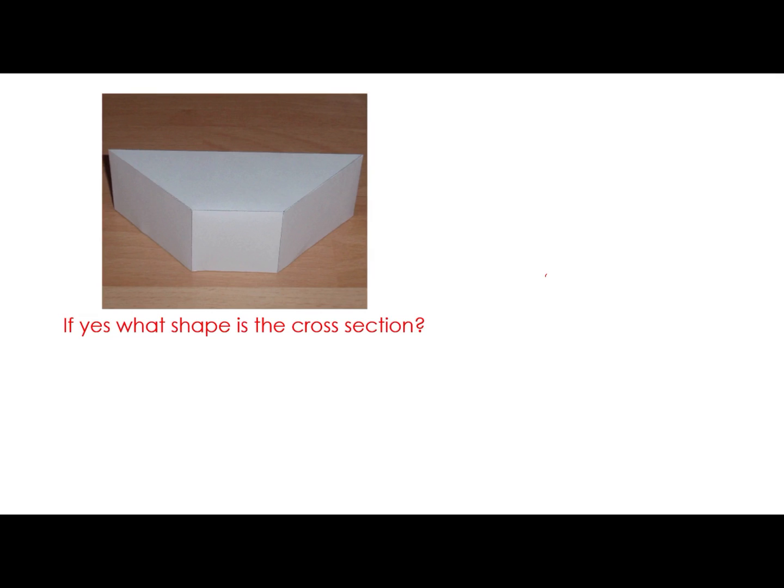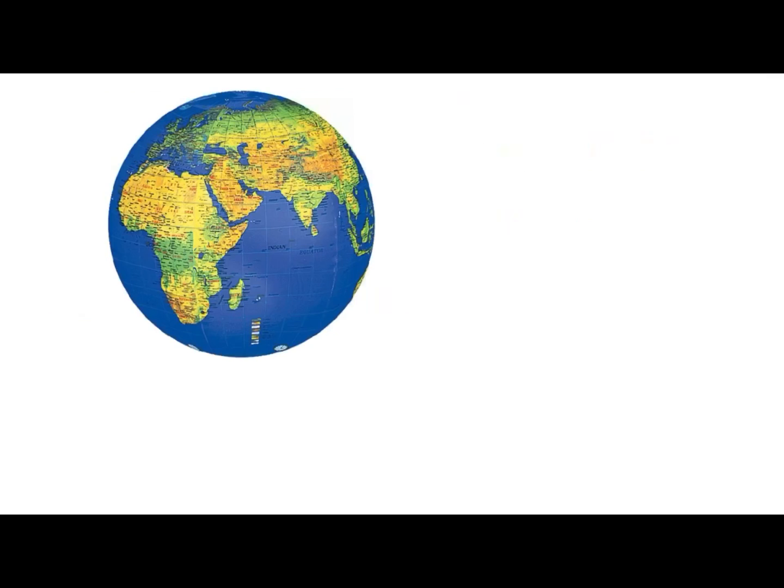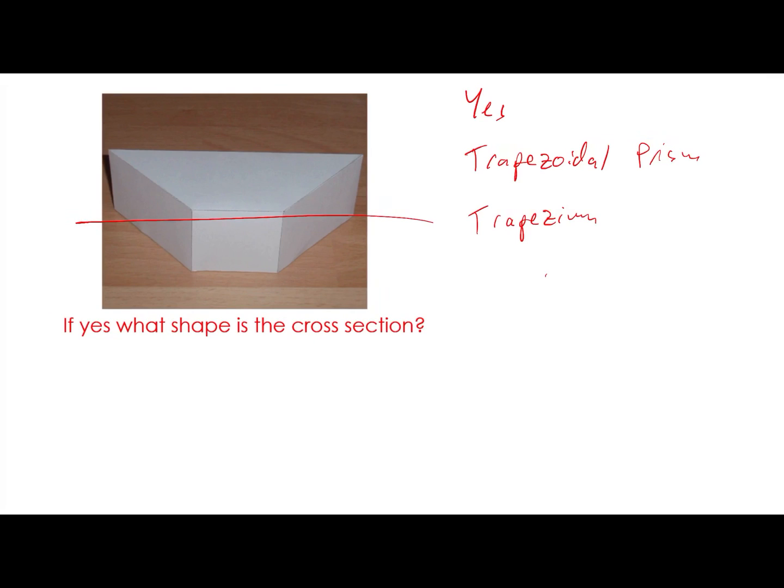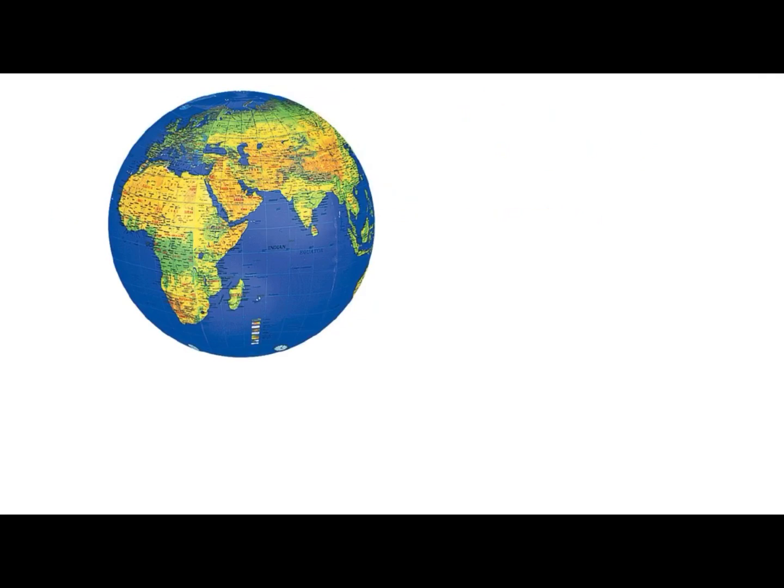What about this one? Is it a prism? Do we know the name of the shape? And what is the name of the cross section if you think that it is a prism? Okay, yes, this is a prism. It's a trapezoidal prism, or a trapezium prism, because the cross section is a trapezium. Imagine making slices right through. You would see the same trapezium every single time. So that one definitely.